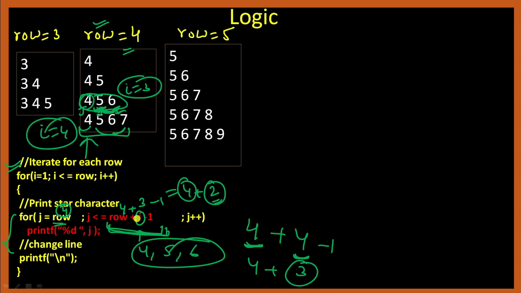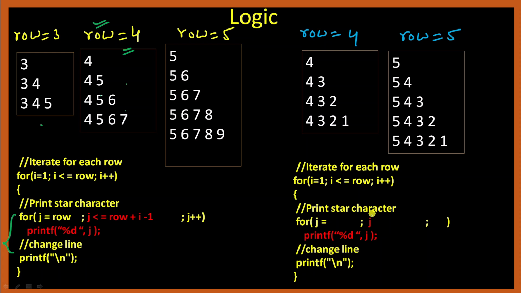Now, let's see our current pattern. This is our current pattern. What is the difference in this pattern? Only one difference: the digits in each row are in decreasing order here, while there they are in increasing order. If you see this row, 4, 5, 6, increasing order. Here, 4, 3, 2, decreasing order. 4, 3, 2, 1, decreasing order. But there, 4, 5, 6, 7, increasing order. Rest, everything is the same, right?